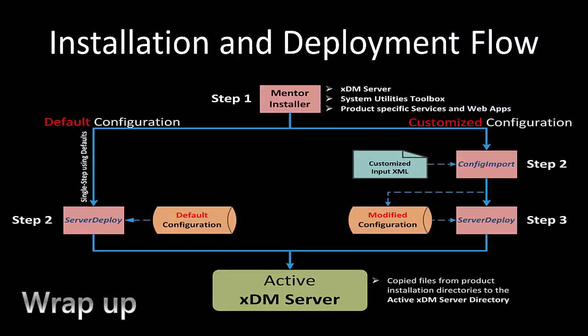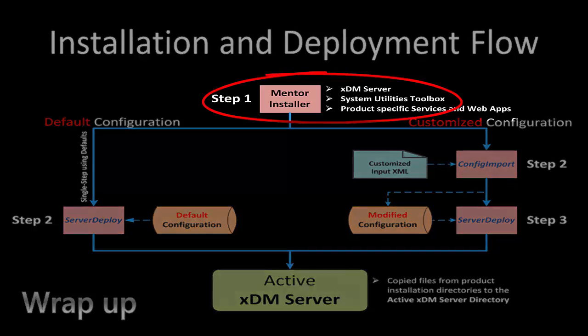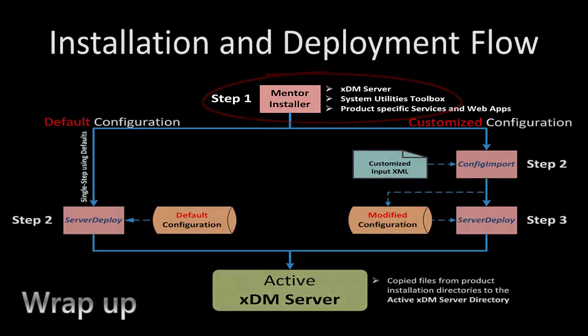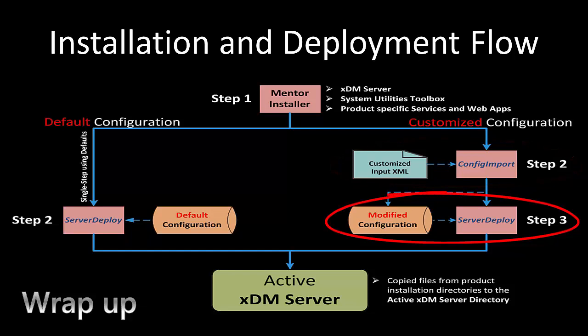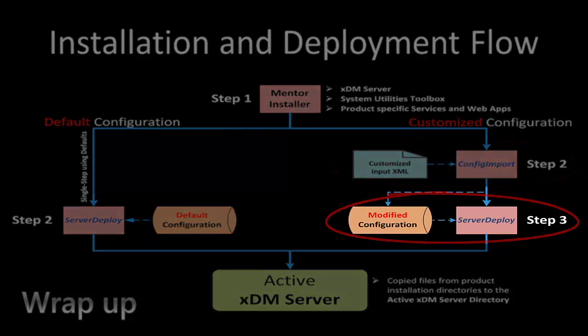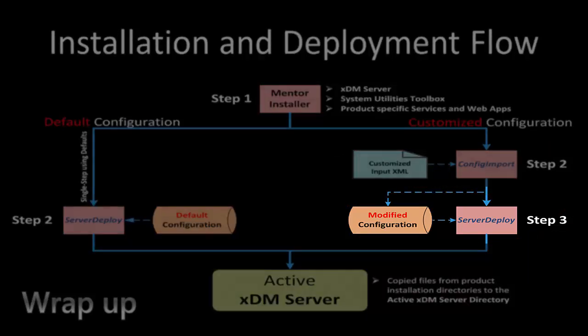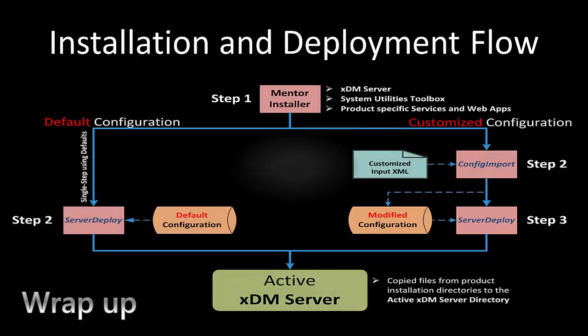To conclude, there are three simple steps to configure the XDM server. Use the Mentor installer to install the XDM server, system utilities, and the products. You create a pending configuration by using the Configuration Manager or by importing an input XML file. And eventually, you deploy the XDM server, which will use all the pending configurations to set up the XDM server.